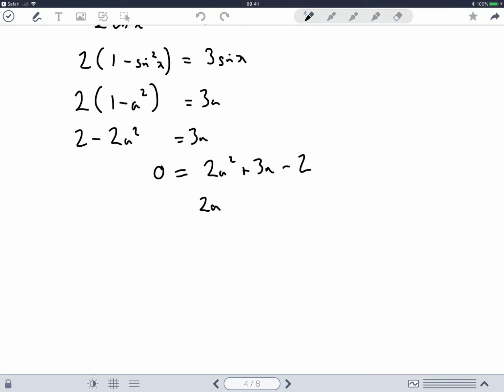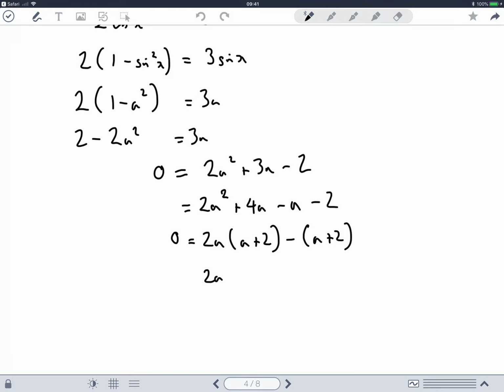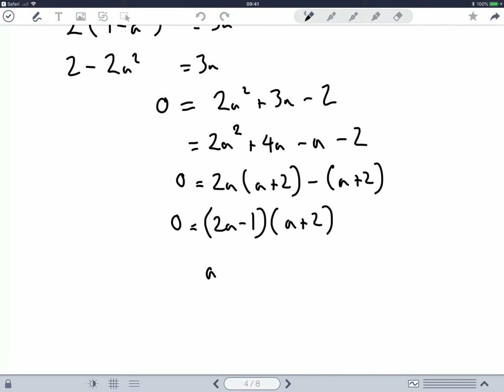A cheeky bit of factorization later, and we will get the following. We have 2a minus 1 times a plus 2 equals 0, which means that a will equal a half, or a will equal minus 2. And if you remember, I used the substitution of a for sine x, so you'll get sine of x equals a half, or sine of x equals negative 2.